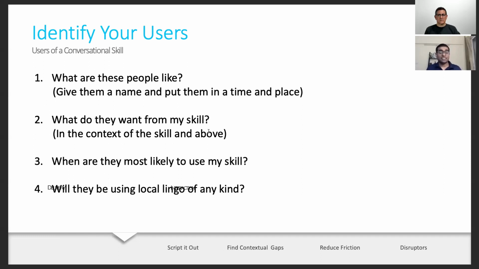And that's where I think this last point is very important: how do they talk, right? So these are the four points that we keep in mind. One is, what are these people like? We give them a name, we put them in a time, in a place, and what is it that they want to do when they are using my skill? When are they going to use it, and how will they be talking?